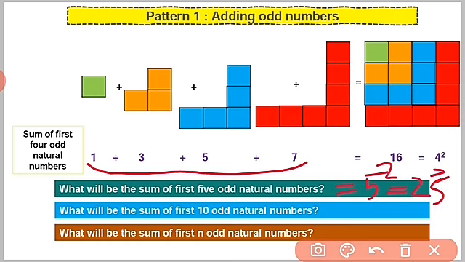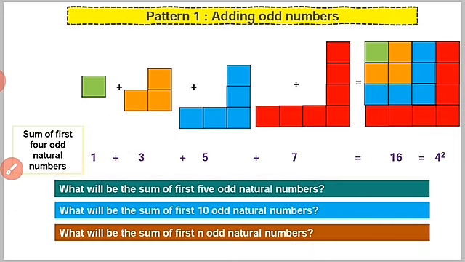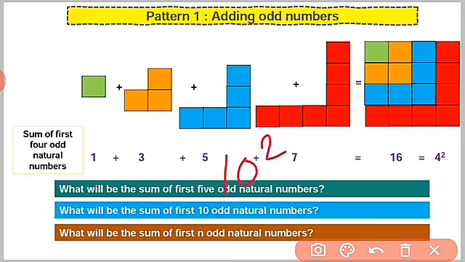Similarly, what will be the sum of first 10 odd natural numbers? Yes, it will be equal to 100. How? Because over here we are taking 10 odd natural numbers, and we are adding 10 odd natural numbers, so it will be equal to square of 10. This makes 100.